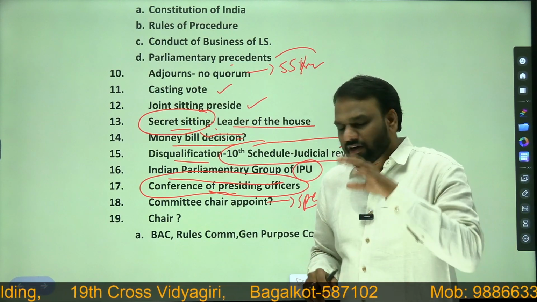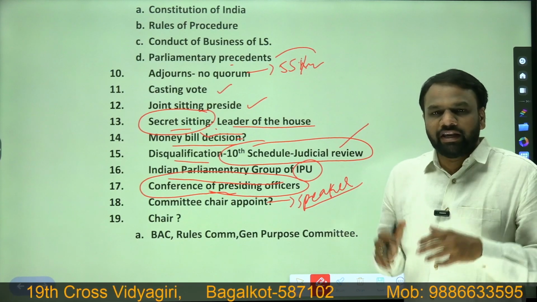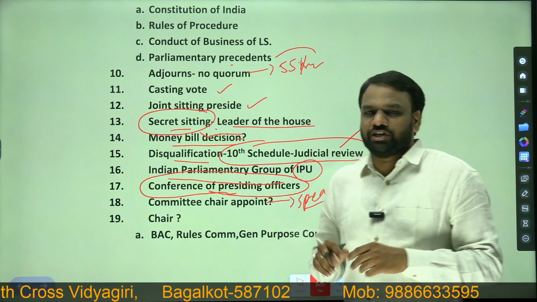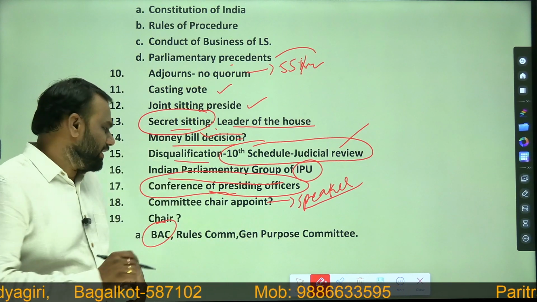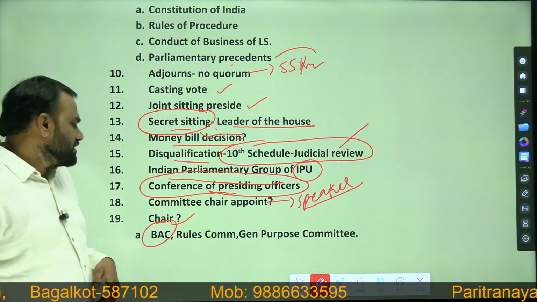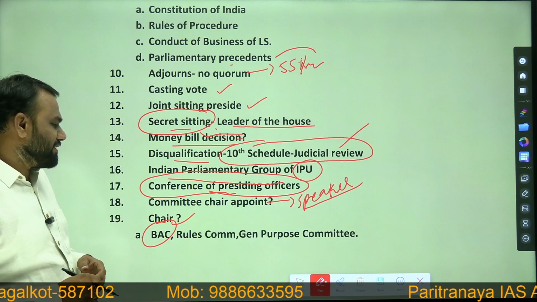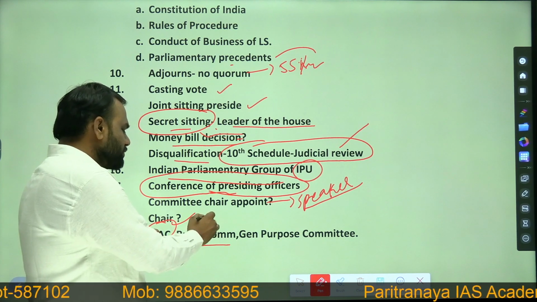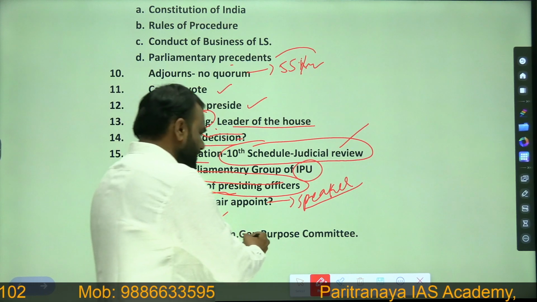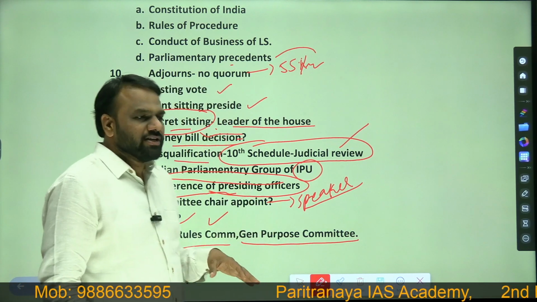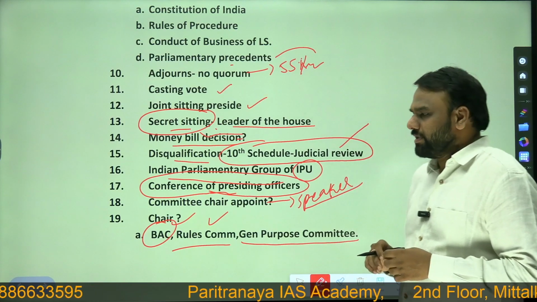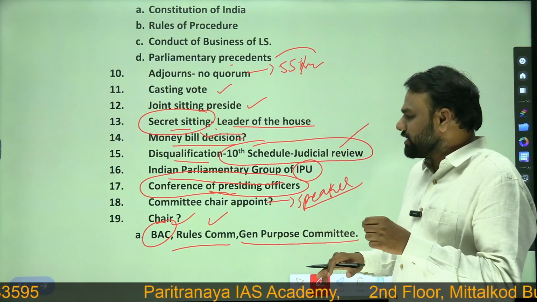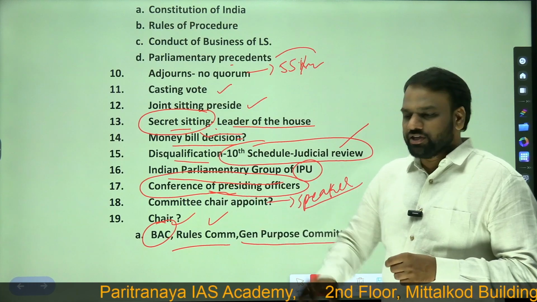Another very important point: there are a few committees of which, by default, the speaker himself is the chairman. Which are those committees? The BAC, Business Advisory Committee. The speaker is automatically the chairman of the Business Advisory Committee. Similarly, we have the Rules Committee, and the speaker is its chairman. The General Purposes Committee as well. Of all these committees, the speaker is by default the chairman. For other committees, who will appoint the chairman? The speaker will appoint the chairman.